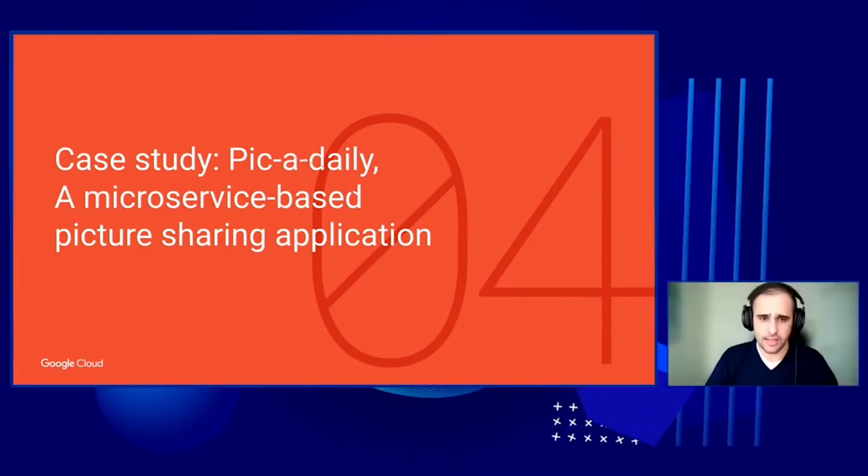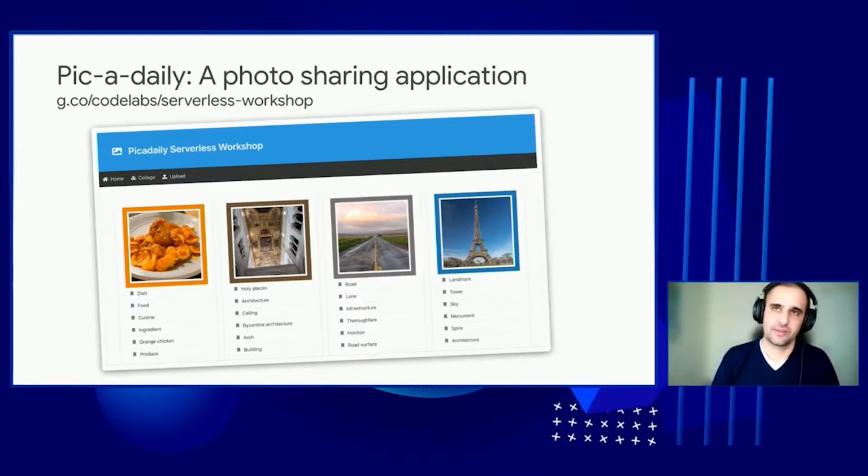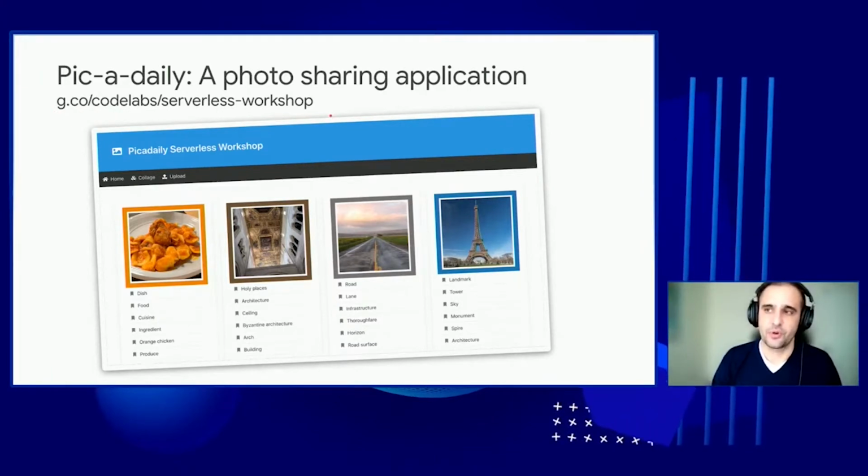Okay, so let me talk about this app. This application is called Pic-a-daily. It's a picture sharing app that was built for a customer in London to showcase our serverless features. That's why it's called Pic-a-daily, because we wanted to combine the Piccadilly Circus in London with picture sharing. And it's actually part of a workshop. So if you go to this link, and I'm going to share this link at the end as well, you can build this app yourself and see how it works if you like.